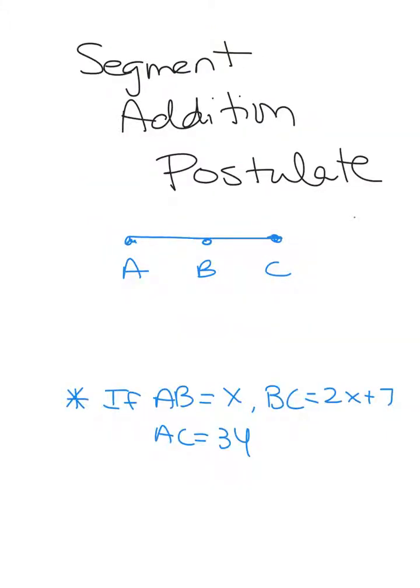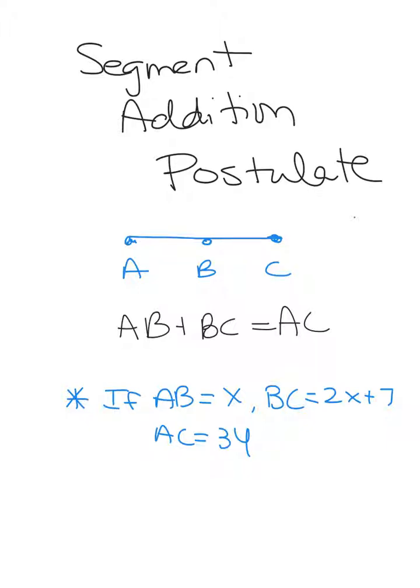Now we're going to talk about the segment addition postulate. This is a big postulate that we use a lot in geometry. It states that if B is between A and C on the same line, then AB plus BC is equal to AC. So basically, two small segments equal the bigger segment.